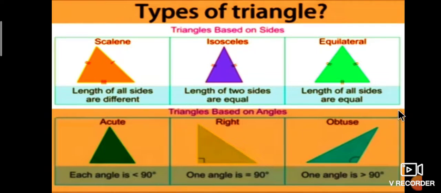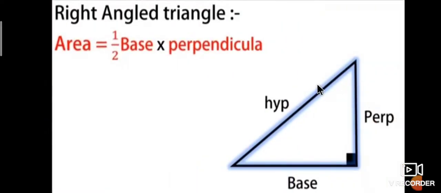We now derive the formulas, first for the right angle triangle. What is the area of a right angle triangle? The area of a right angle triangle is equal to half into base into perpendicular height. That is called the height. Half into base into height is the area of a right angled triangle.